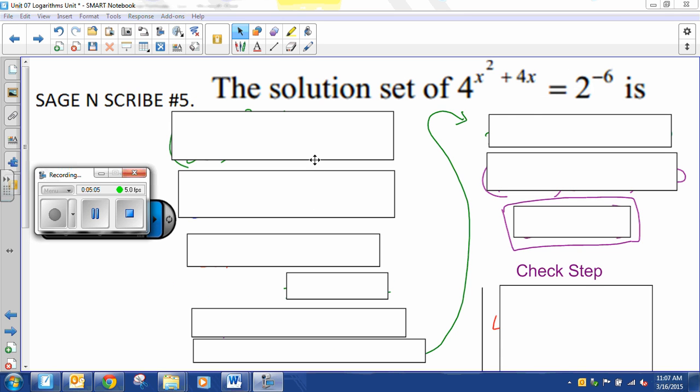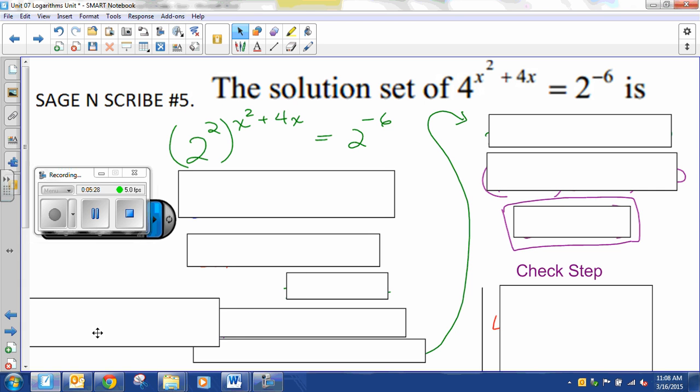Okay, last example, number 5. Now this one, a lot of students freak out about this one because they see that this power has a power in it. It's not a big deal, right? Just stick with the program. Remember, we're just trying to match the bases up. So we have 4, we have 2. We know that 4 can be rewritten as 2 squared, and that's what we'll do. 2 squared, and 2 to the negative 6 power remains the way it is.